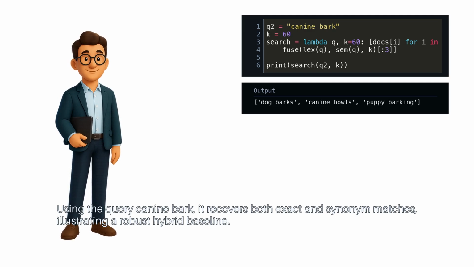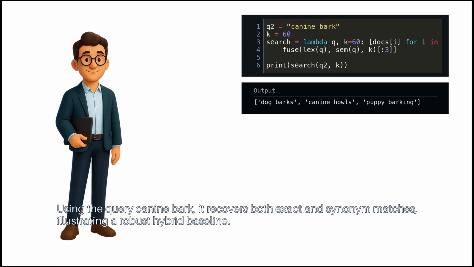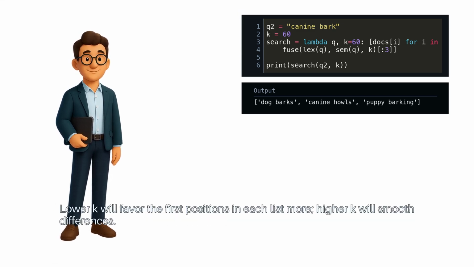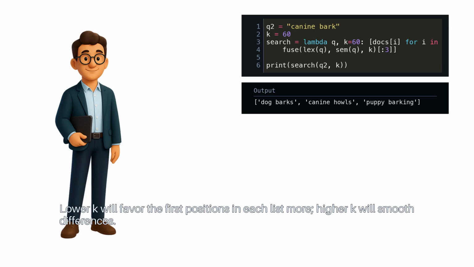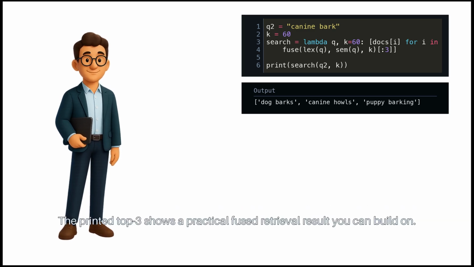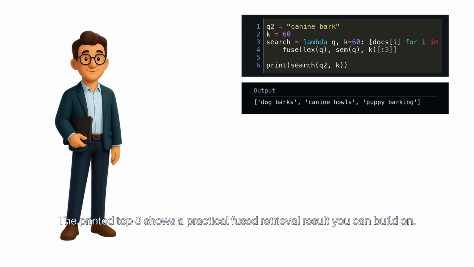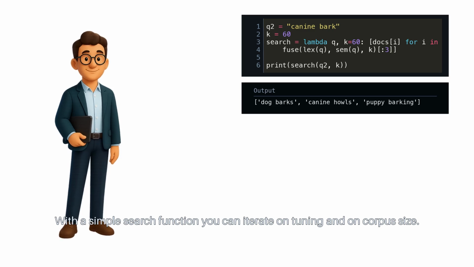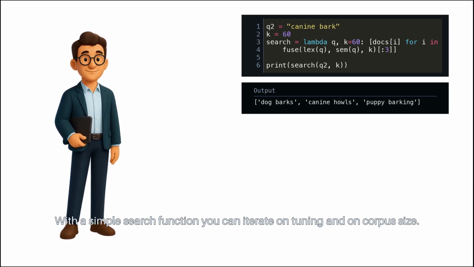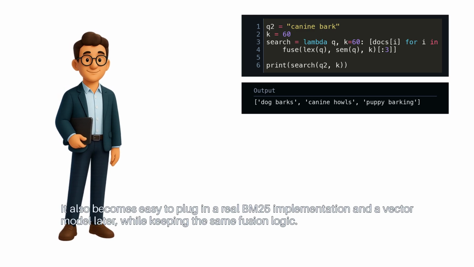Using the query k9bork, it recovers both exact and synonym matches, illustrating a robust hybrid baseline. Lower k will favor the first positions in each list more. Higher k will smooth differences. The printed top 3 shows a practical fused retrieval result you can build on. With a simple search function, you can iterate on tuning and on corpus size. It also becomes easy to plug in a real BM25 implementation and a vector model later, while keeping the same fusion logic.